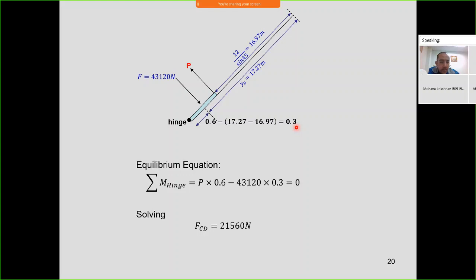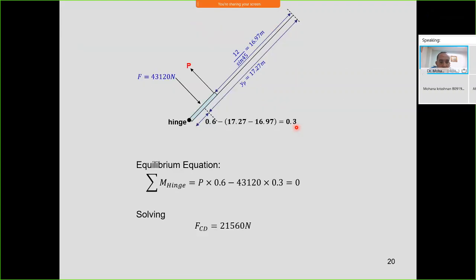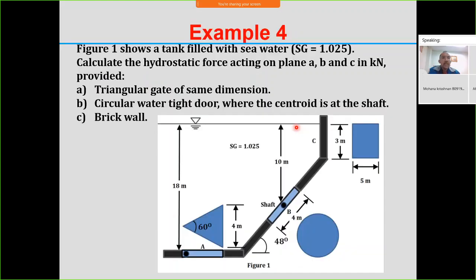Okay, for this example. This is the first example, but I don't want to solve it here. I think you can solve it on your own. Okay, try to solve it first, and then we discuss it next week or later.